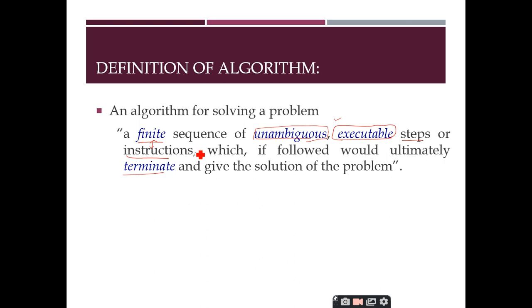So if I write a finite set of instructions which are unambiguous and executable, and if I follow this sequence of instructions, I will ultimately terminate. So termination is also one of the important things, right? I told you that the algorithm should have a finite number of instructions, and the algorithm should terminate. That means you cannot write a program in such a way that it always executes. It should terminate at some particular point.